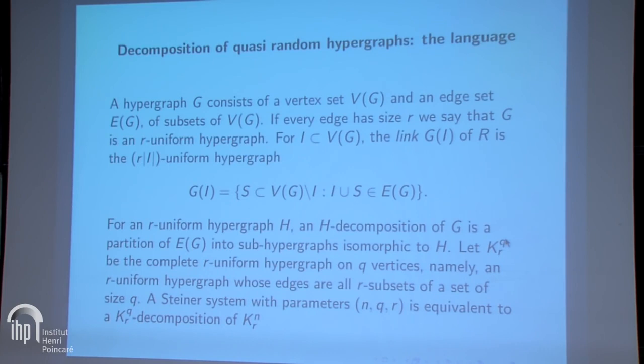And now we have to talk about hypergraphs. A hypergraph is a ground set, whose elements are called vertices, and a set of edges, which are subsets of the set of vertices. If every edge has size r, then we say that G is an r-uniform hypergraph. So when r is 2, a hypergraph is simply a graph. If we have a subset I of vertices, then the link of I is an (r minus the size of I)-uniform hypergraph, where you take all the edges of the hypergraph which contain I and delete I from them. In other words, you look at all the subsets of the vertices outside I so that when you add I, you get an edge of the hypergraph. So this is very similar to the notion of a link that we are familiar with.